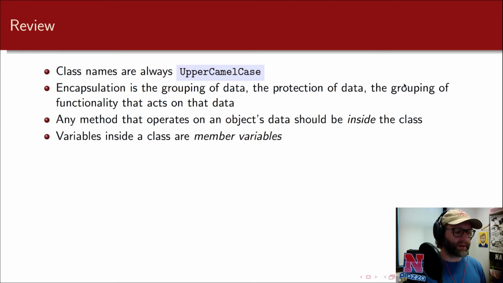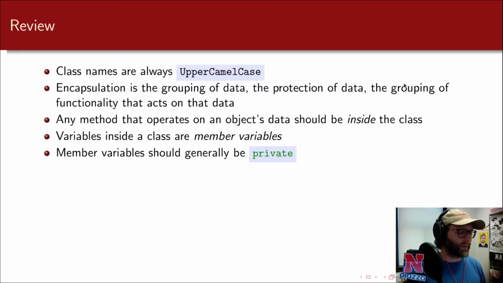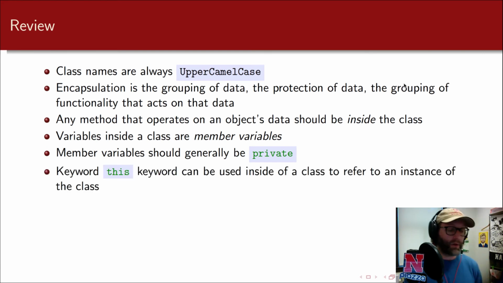Variables inside of a class are member variables, and they're usually lower camel case by convention. Member variables should generally be made private to protect that data. Again, that's part of encapsulation. And you can control access to that through getters, setters, and constructors.